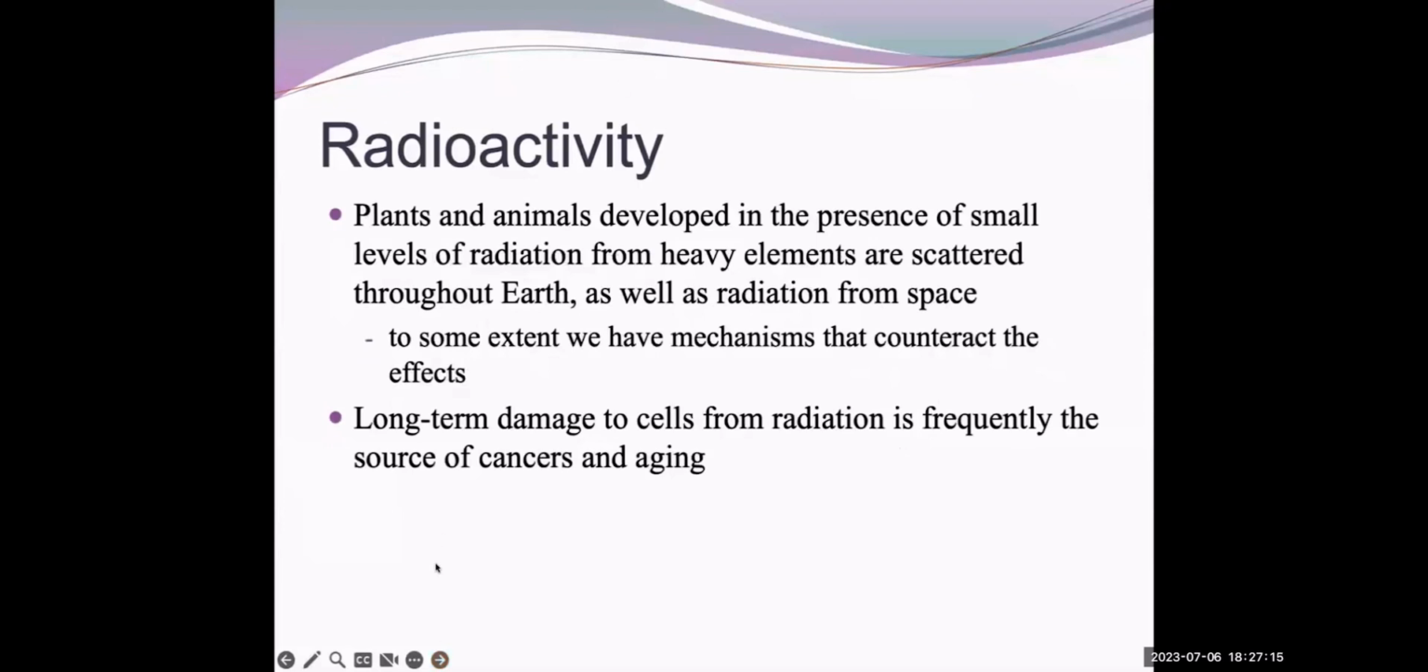Plants and animals developed in the presence of small levels of radiation from heavy elements and radiation from space. This is what we know as natural background radiation. To some extent, we all have mechanisms that counteract the effects, but long-term damage to the cells from radiation is frequently the source of cancers and aging. You can't repair cells that are permanently damaged. So just like computer code, it just keeps on having bugs. Next slide.